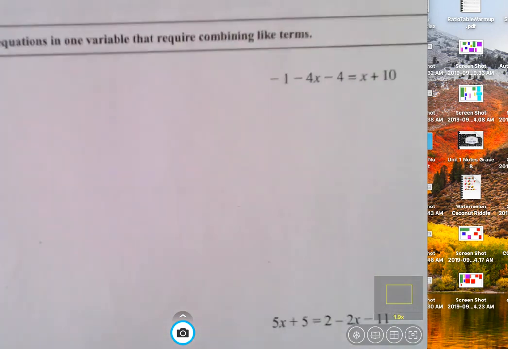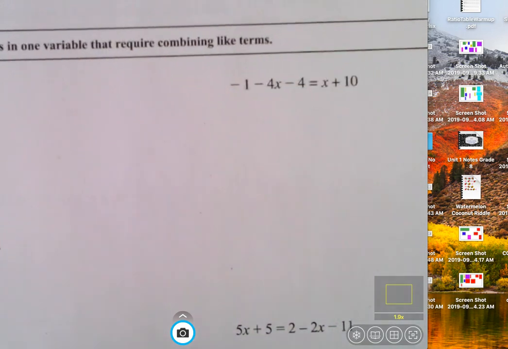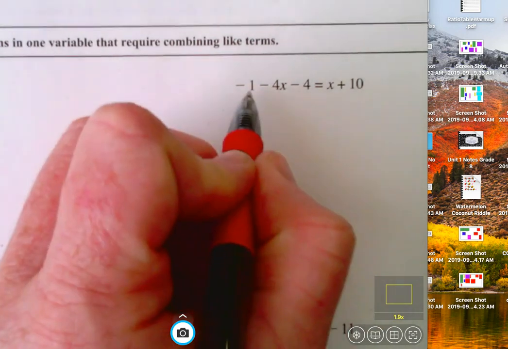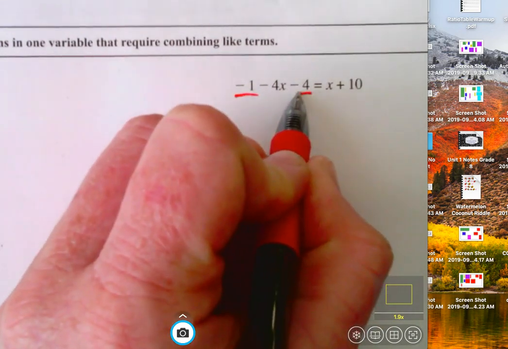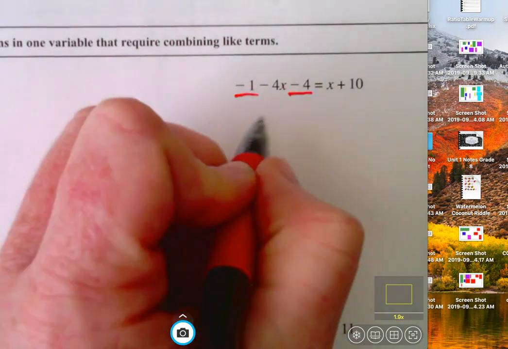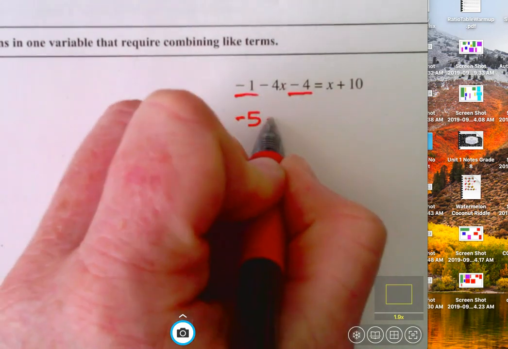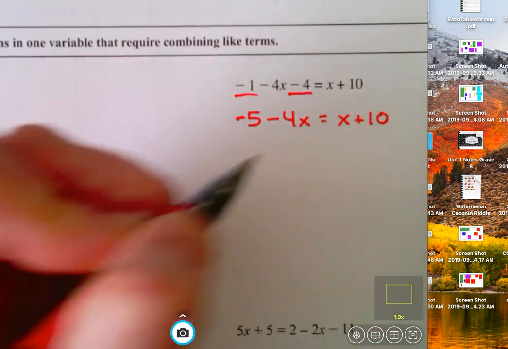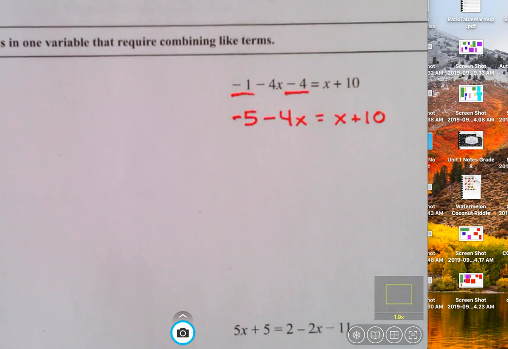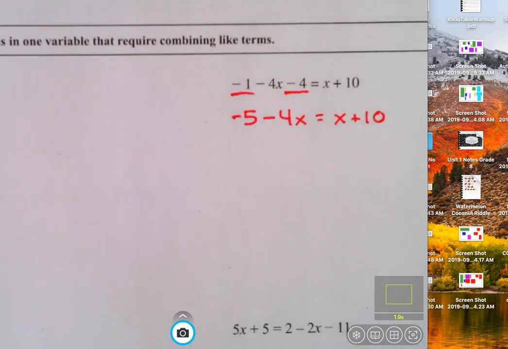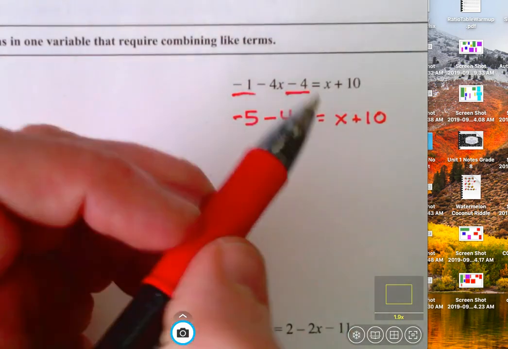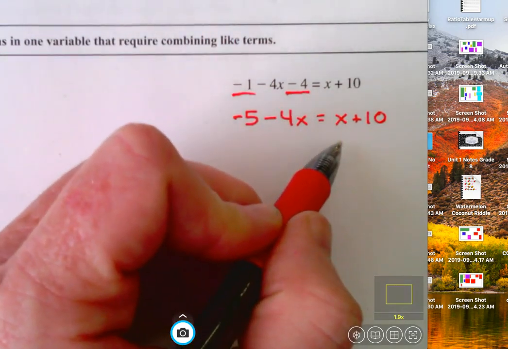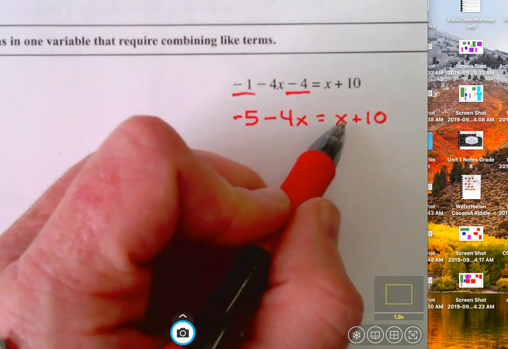All right, let's take a look at this one. All right, let's see. Can we simplify anything before we start? I think we can. We have a -1 and a -4. So that's a -5. And I still have a -4x here. All right. We're trying to get x by itself. So to do that, I want to get rid of x on one side. So I can either add 4x here and add 4x here, or I could subtract an x and get rid of that and subtract an x.